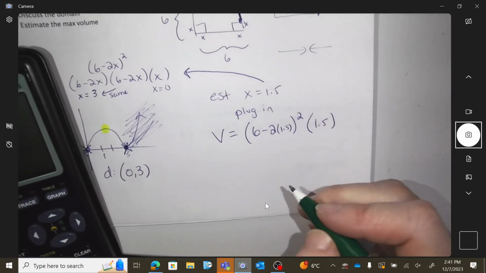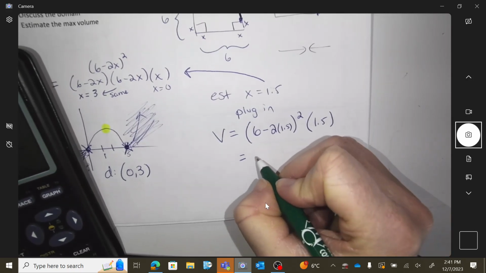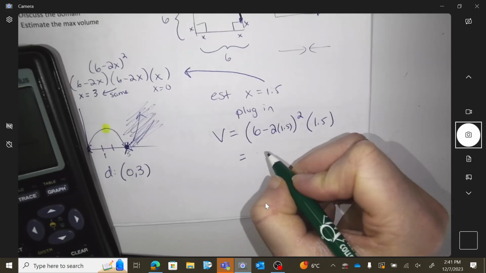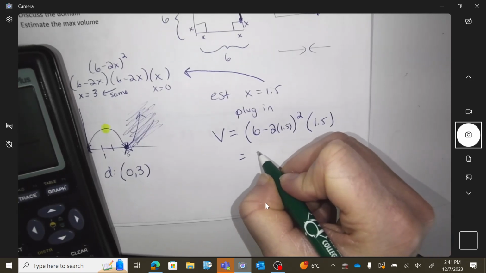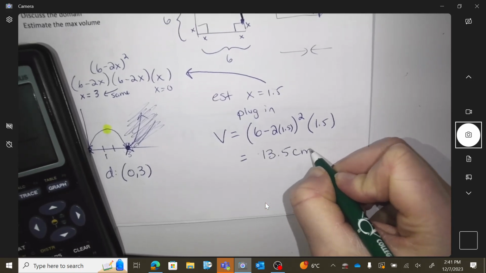Okay, anybody have an answer for me? Because I didn't do it. Anybody have a number? 13.5. 13.5 centimeters cubed.